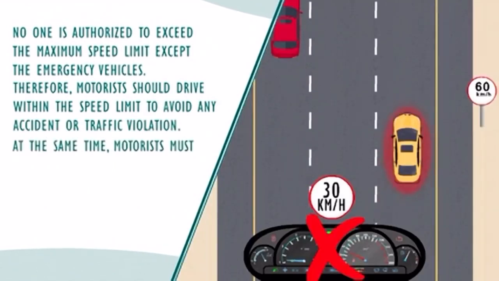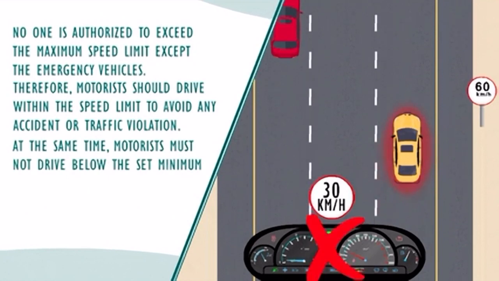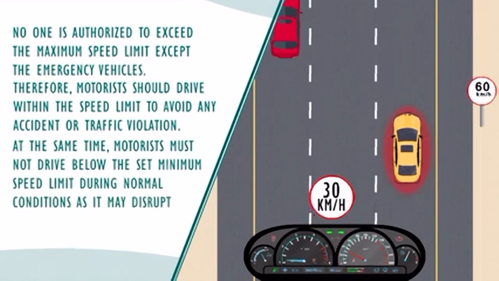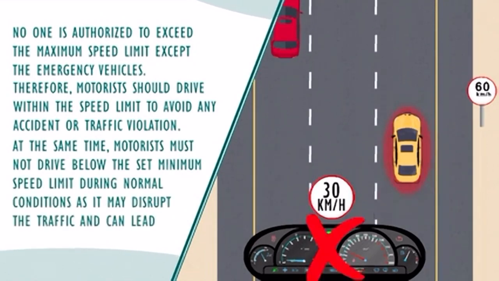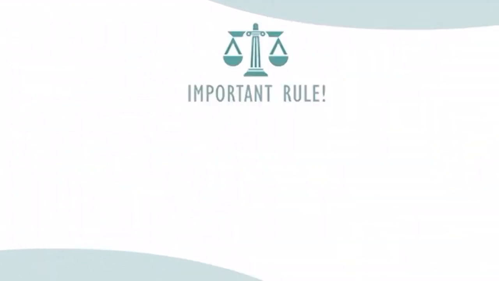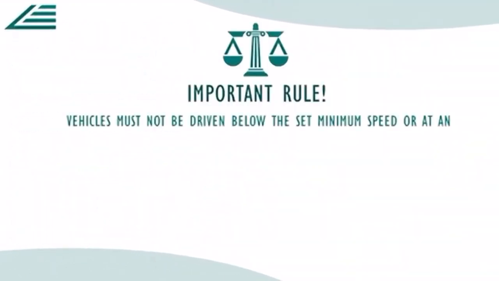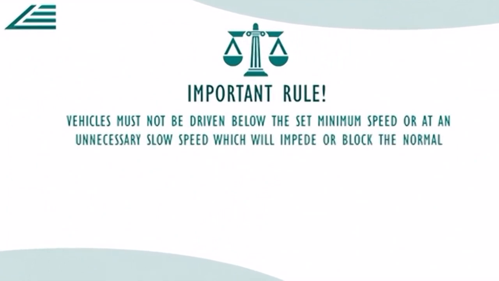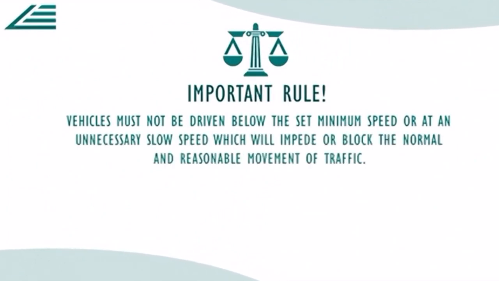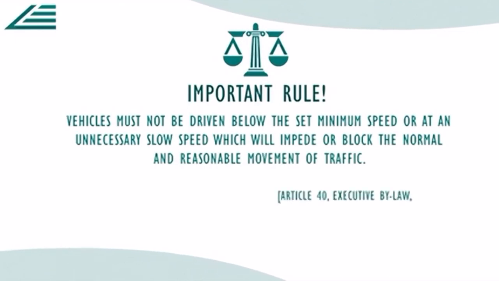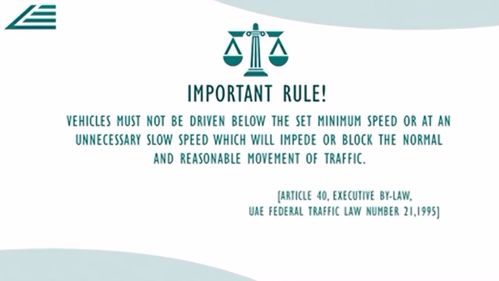At the same time, motorists must not drive below the set minimum speed limit during normal conditions, as it may disrupt the traffic and can lead to a hazardous situation. Important rule: vehicles must not be driven below the set minimum speed or at an unnecessary slow speed which will impede or block the normal and reasonable movement of traffic. Article 40, Executive Bylaw, UAE Federal Traffic Law No. 21, 1995.